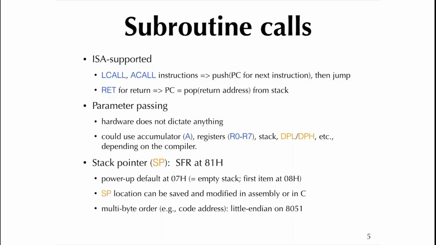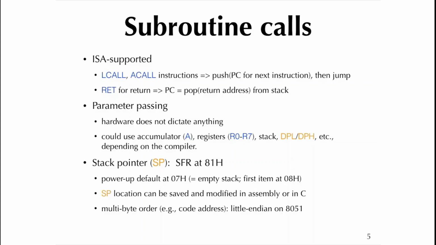We've been talking about the stack pointer for some time. Just where is it and how does it work? The stack pointer is a special function register, and all special function registers have addresses between 80 hex and FF hex. This one is at 81 hex, but you don't have to know that. When you power it on, what is the stack pointer pointing at? It's pointing at address 7 hex. That's kind of a strange number. Why would you want to point at 7?